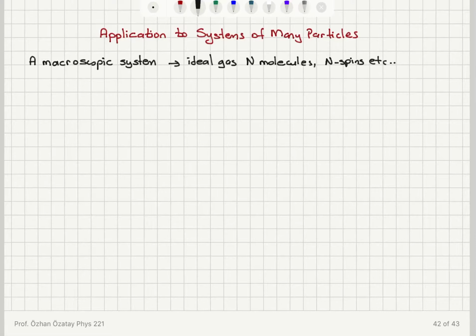Now, in order to solve for this system quantum mechanically, quantum mechanics is already based on probabilistic arguments, so it's intrinsically impossible to make deterministic predictions about these systems.